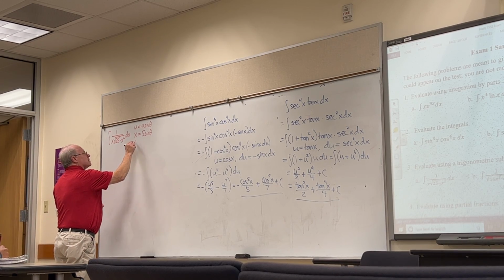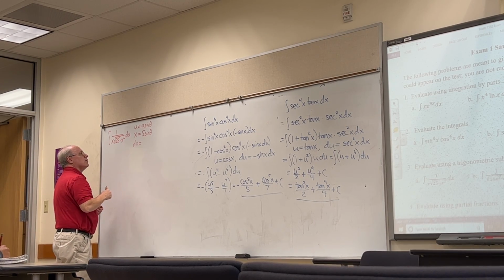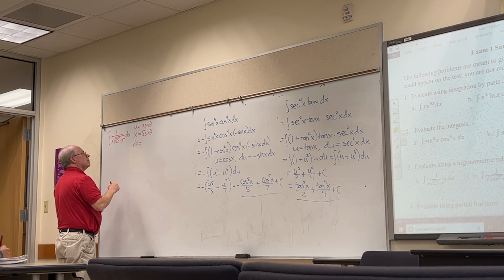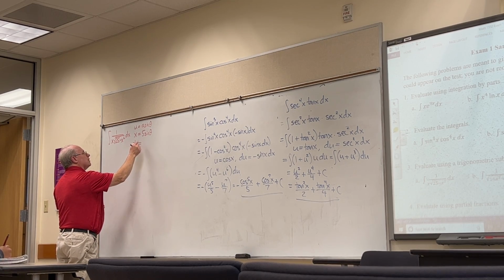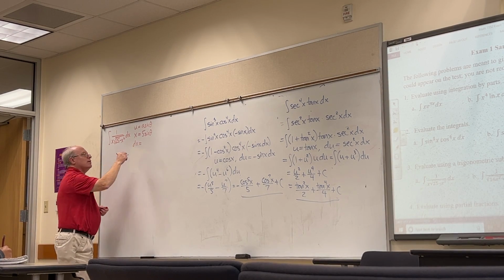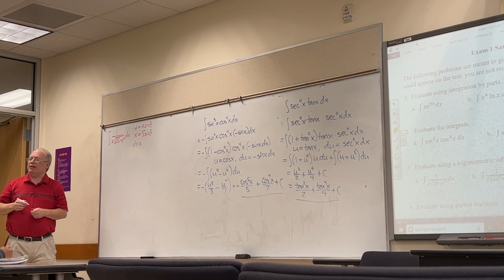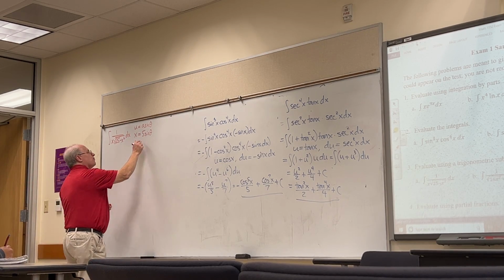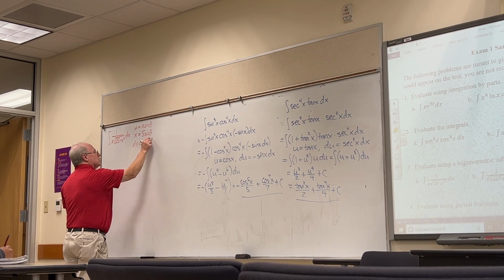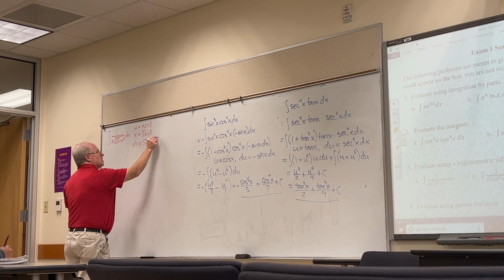Then what's dx? Well, not 1 over 5. To get dx, we take the derivative of 5 sine of theta. Yeah, it's just 5 cosine of theta d theta.